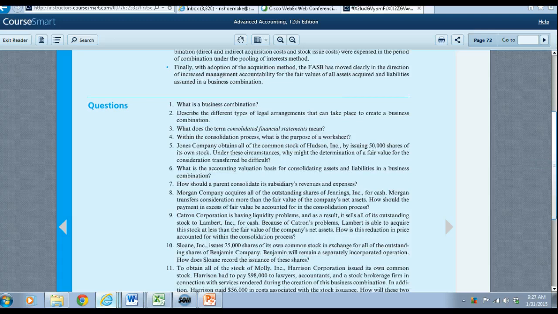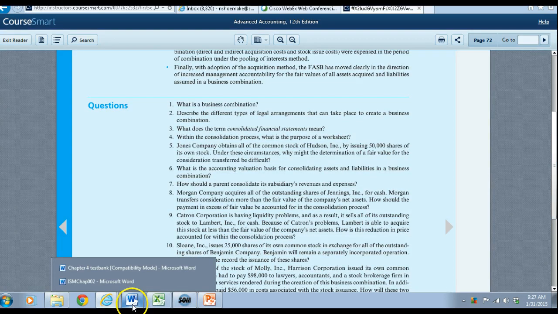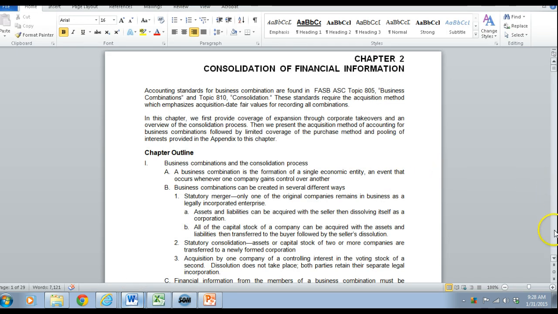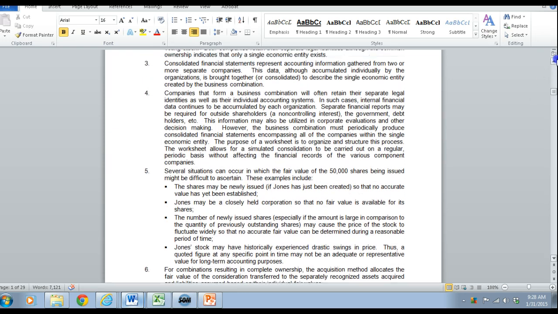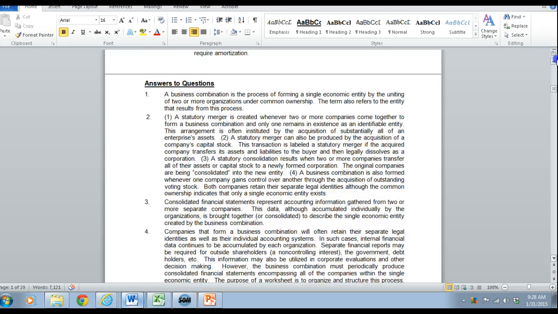I will provide for you the answers to all these various questions, showing what's a combination. If we start here on the first one, what is a combination? It's the combining of two different entities into a single economic entity. And then it will go on here.